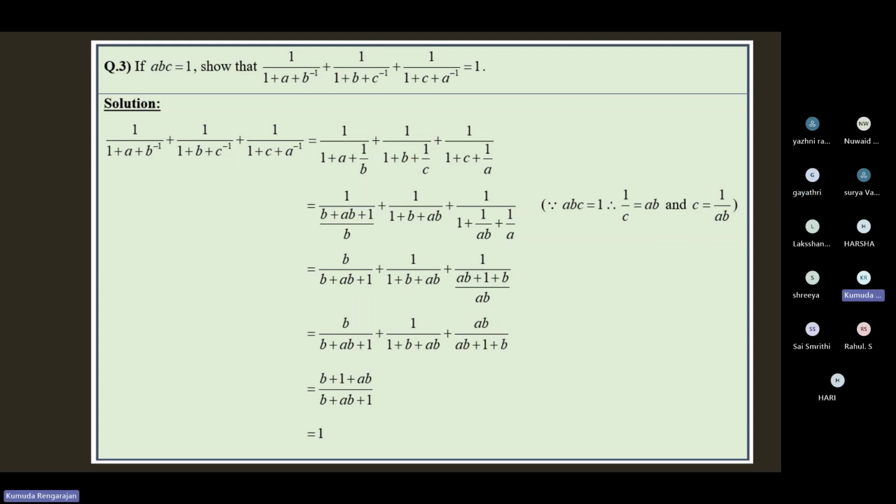Right, children? Yes, ma'am. So you please try with the others also. You can try with replacing A and 1 by A, B and 1 by B also. You will get the solution.